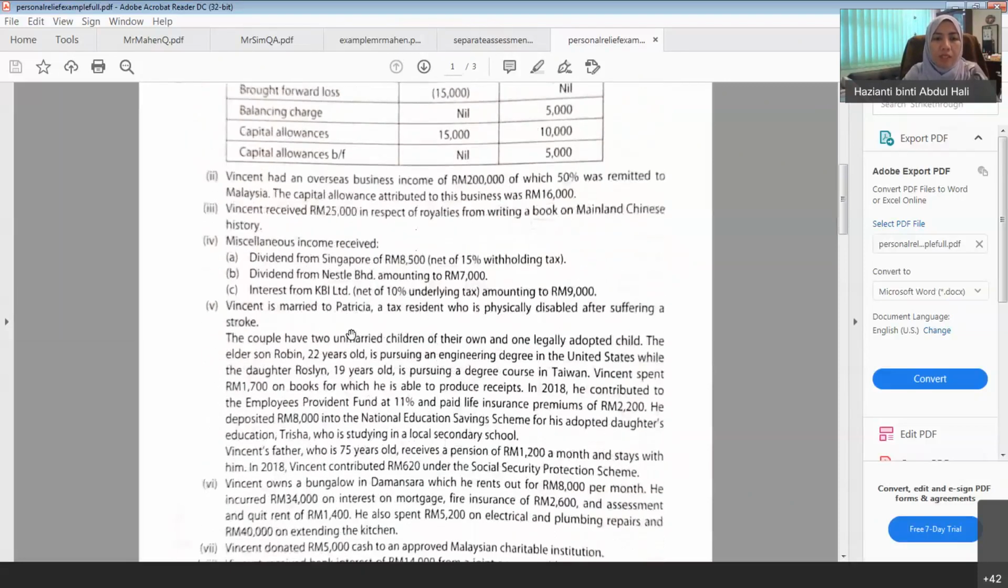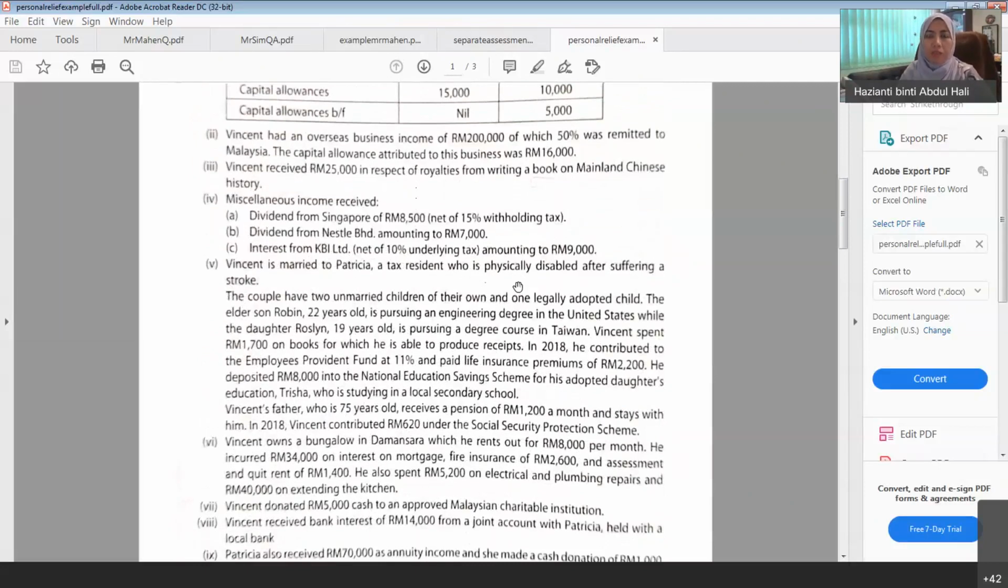Okay, and then Vincent is married to Patricia, a tax resident who is physically disabled after suffering a stroke. They have 2 unmarried children of their own and 1 legally adopted child. The eldest son, Robin, 22 years old, is pursuing an engineering degree in the US, while the daughter, Roslyn, is pursuing a degree course in Taiwan. Vincent spent 1,700 on books, for which he is able to produce receipts. We know this is under lifestyle. In 2018, he contributed to EPF at 11%. So we calculate back, look at his salary above and multiply by 11%. And he paid a life insurance premium of 2,200.